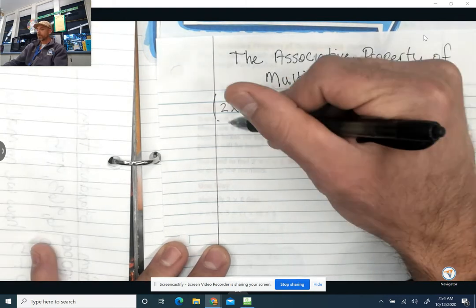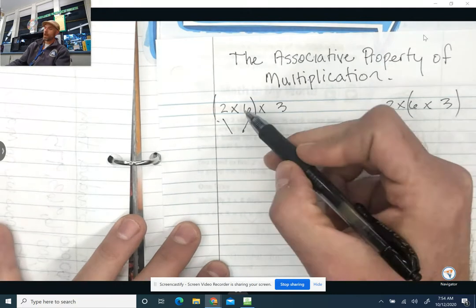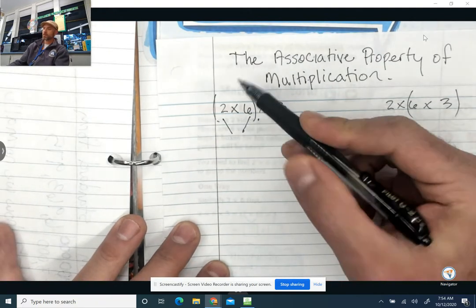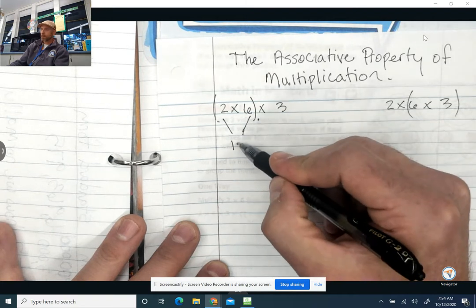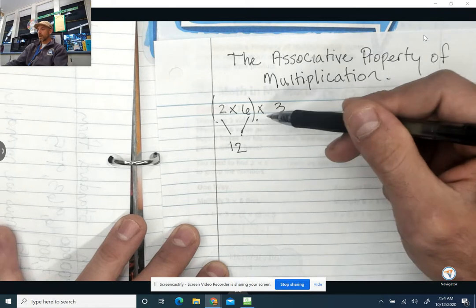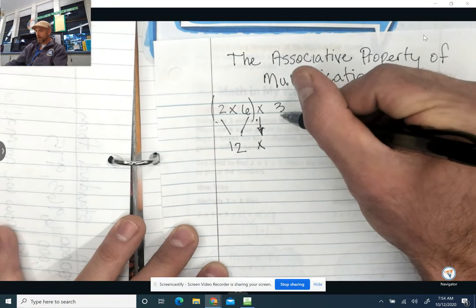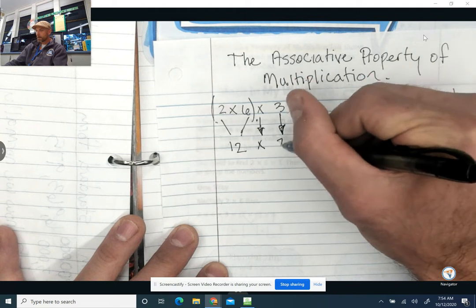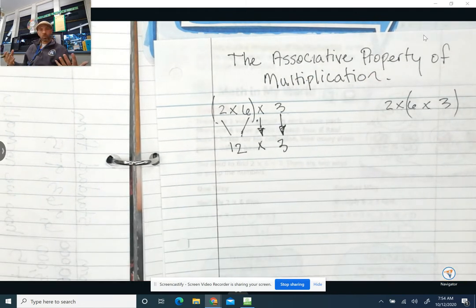Now, 2 times 6 might be nice because 2 times 6 is a double, same thing as 6 times 6. What we're going to do is draw a caret here, call that a caret, and we will put the product of 2 times 6. 2 times 6 is 12. And then we have to bring down what's left over. And what's left over is our multiplication symbol and a 3. And now what we're left with is 12 times 3.